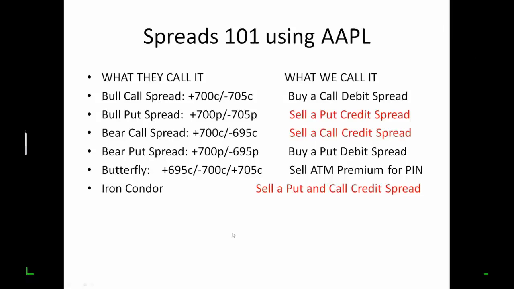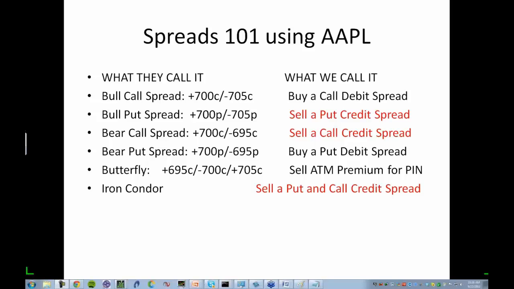Now, here are the only trades that I do. There are probably 70 different kinds of trades you can set up with options. Here's what I do. I have a column here for what they call it and what we call it, for sanity purposes. What the broker calls it is, okay, we're going to do a bull call spread. I'm just using Apple as an example here. That means you would buy a $700 call and then sell the higher call.